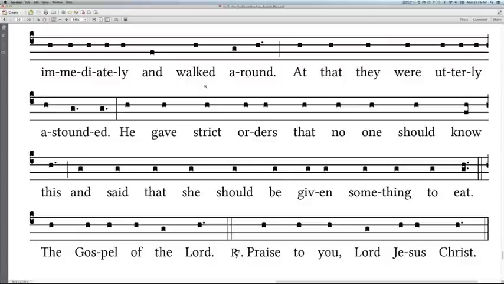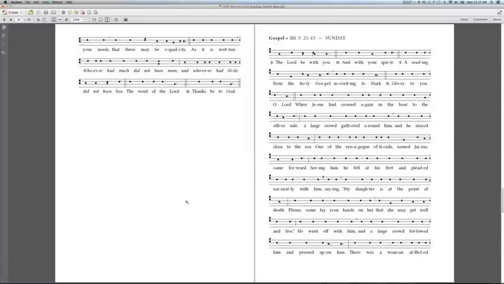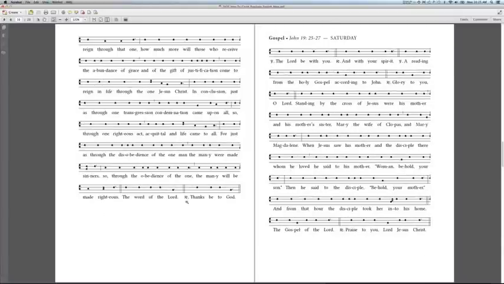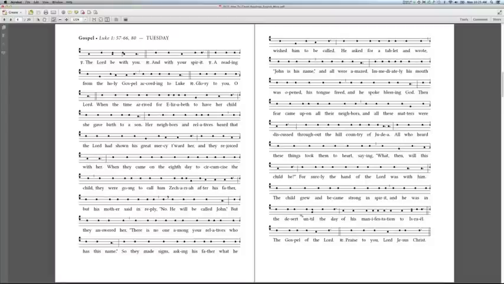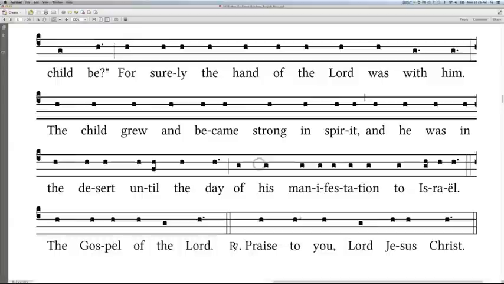So, again, the ending of this gospel is, "He gave strict orders that no one should know this, and said that she should be given something to eat." So that one works nicely, except "she should" is kind of a tongue twister. But anyway, let's look up here and see if we have another example of that tone of the gospel. Here we go. So let's see how this one ends.